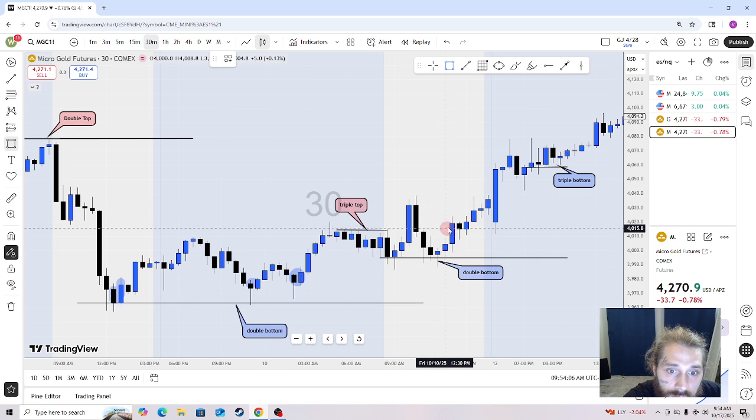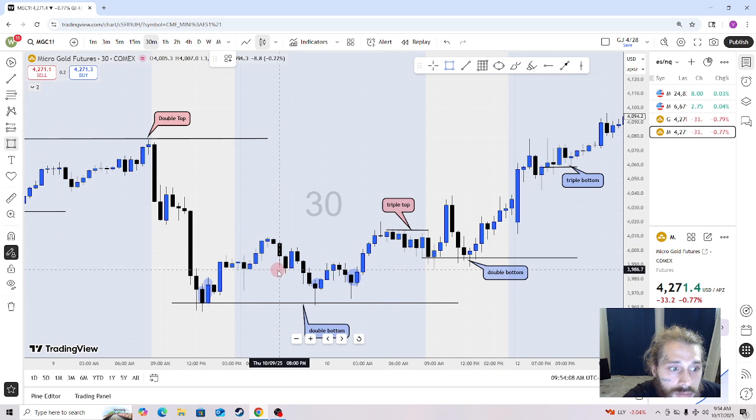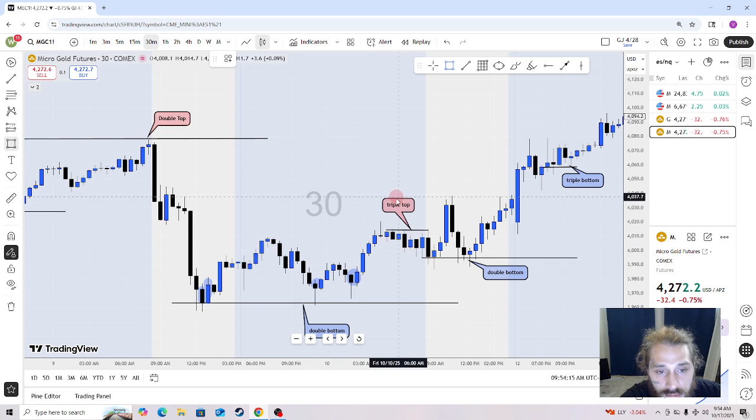Here's a few more. Where's another one? I don't see any more. There's one right here, but it's not where you want to be targeting, but it is letting you know that price is overall seeing bullish engulfings while price is finding a double bottom.